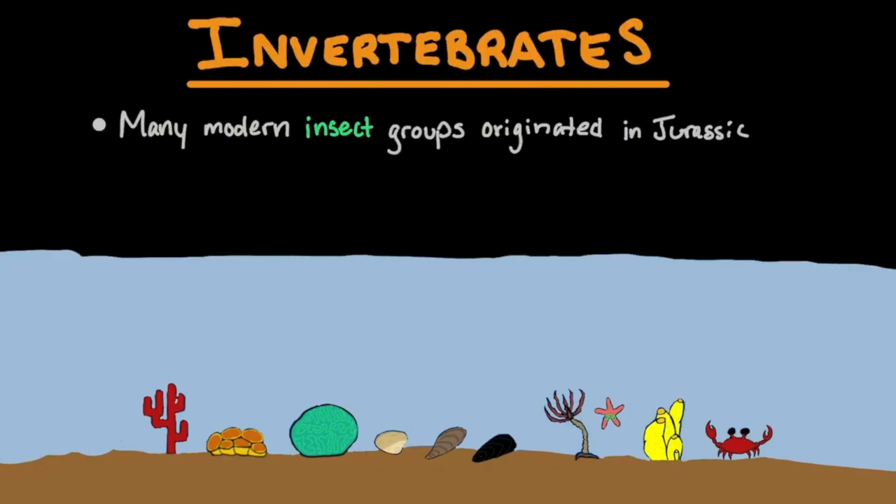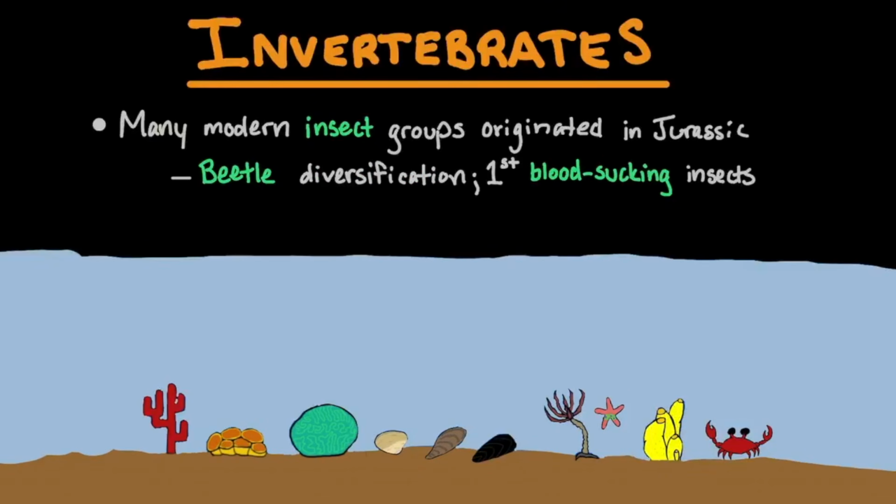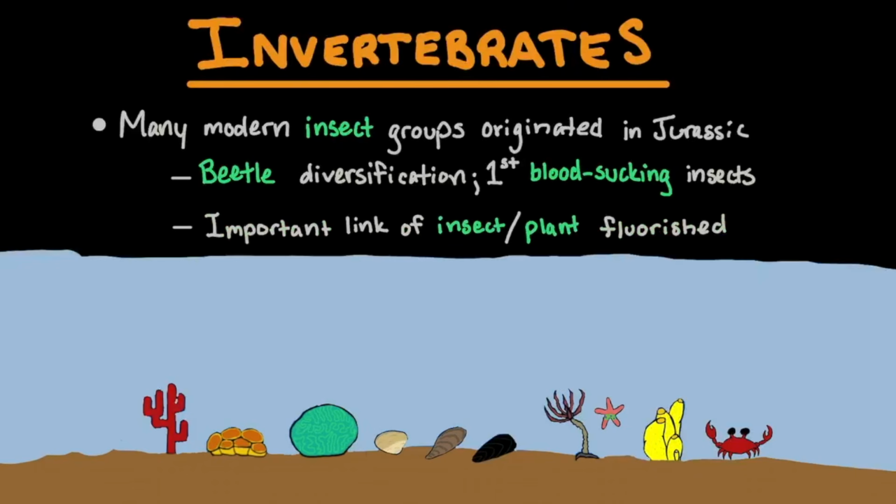Many species of insects that are alive today evolved during the Jurassic. The Jurassic showed a huge diversification in beetles and also the first appearance of blood-sucking insects. The important link between insects and plants began to flourish. Aquatic invertebrates included scleractinian corals, bivalves, echinoderms such as crinoids and starfish, sponges, and crustaceans.